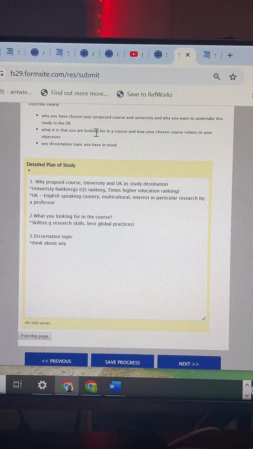And so the next one that we can answer asks what it is that you are looking for in a course and how your chosen course relates to your objectives. Great. So you are looking at the skills that you can gain from the course. For this, what I will entreat you to do is visit the course-specific page on the website of the school, and look at the skills that you intend to gain after completing the course. And then they will list out several of the skills.